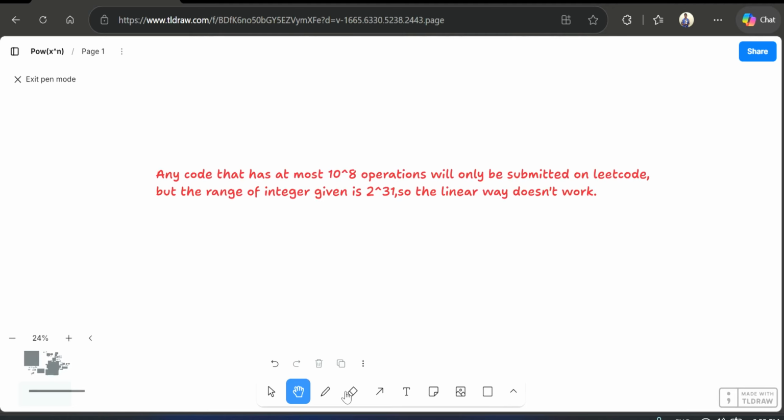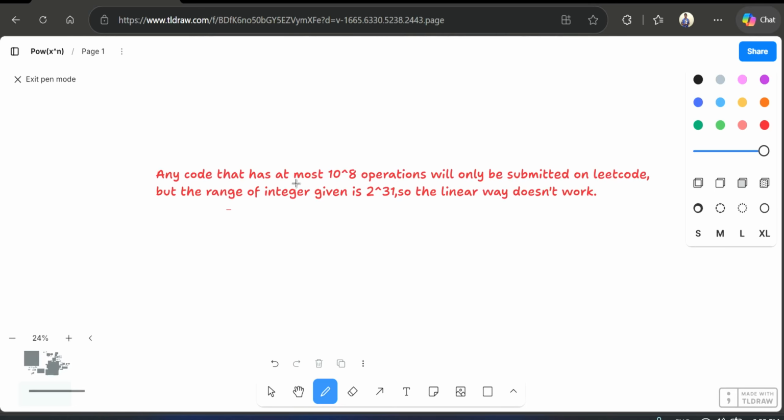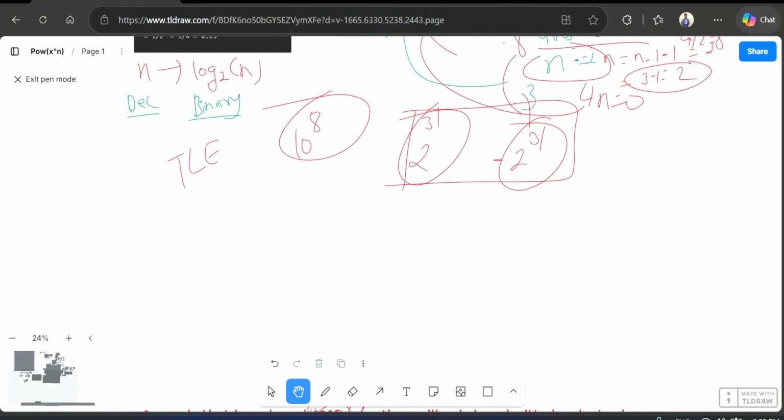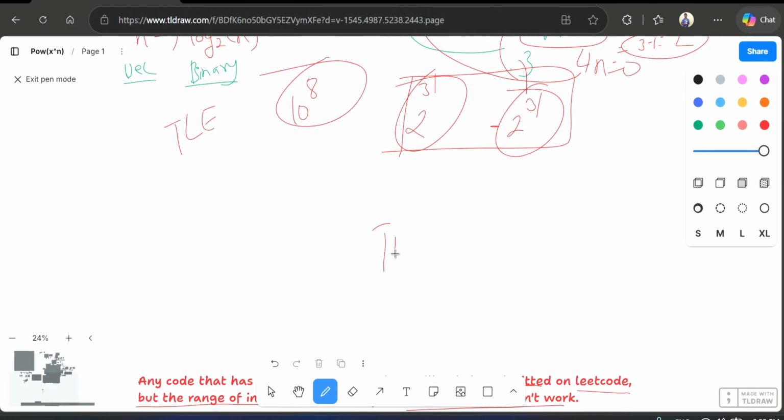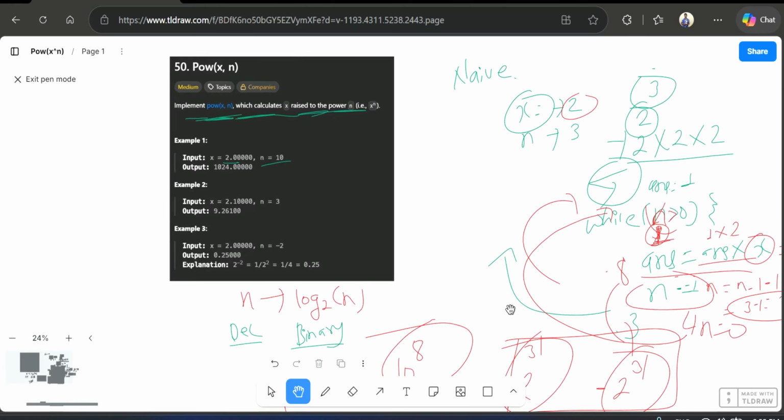You can also see it here. I have written it here, which says that any code that has at most 10 to the power 8 operations will be accepted on LeetCode, right? But the range of integer is 2 to the power 31, which is given in the problem, if you look at it on LeetCode. So the linear way does not work. I mean, it works naturally, generally it works, but the problem is that it doesn't work when you submit it on LeetCode. And also the time complexity right now here is big O of n. So we have to think of some better ways to solve this problem.